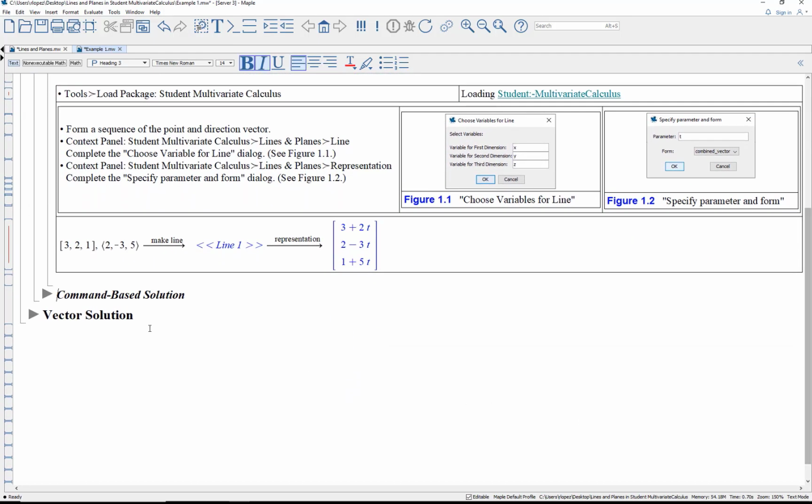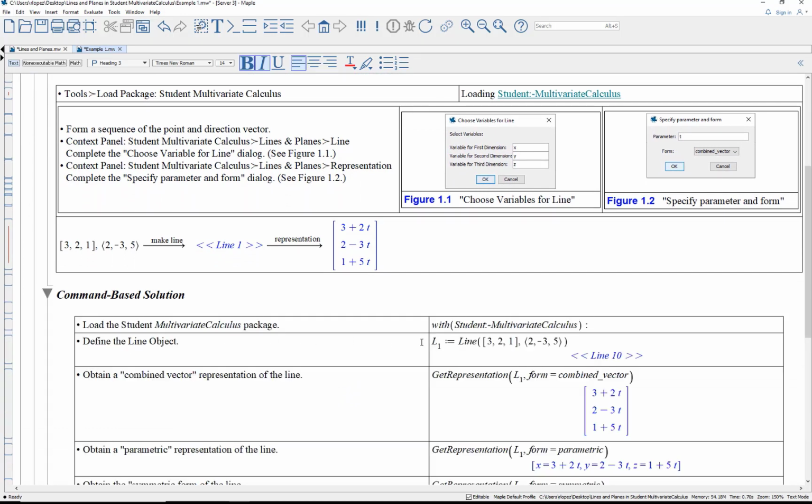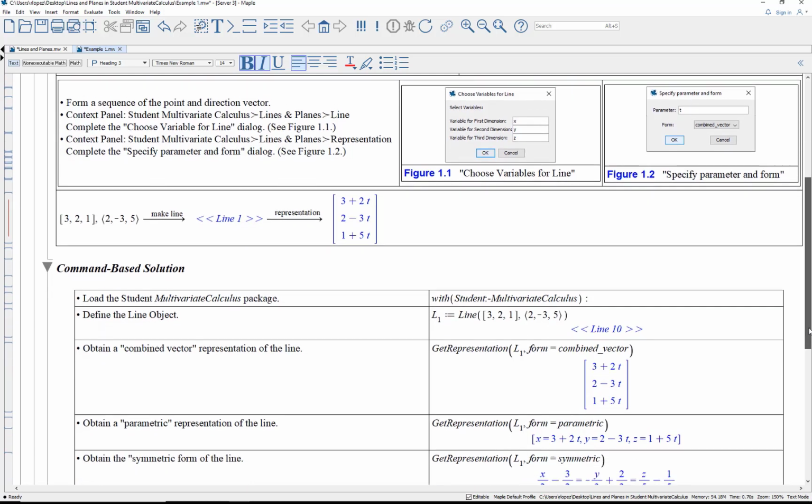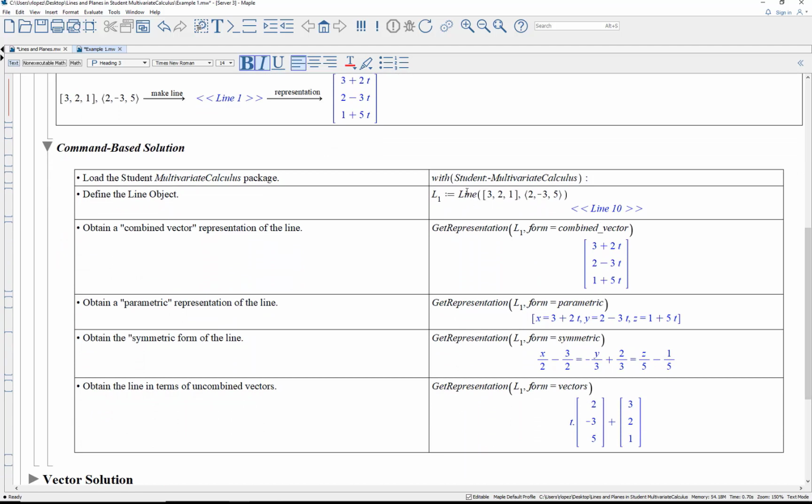This same calculation done with commands would look like this. Load the student package, and here, since you're using commands, I loaded the package with the with command. The line command takes as argument point vector, and I've assigned it to the name L1. I apply the get representation command to L1 with the option form equals combined vector. We get the same thing that we got up here from the context panel.